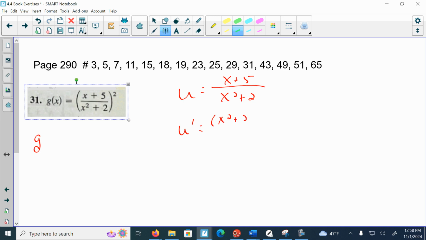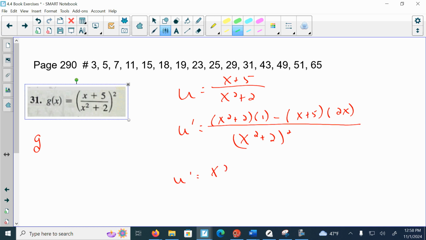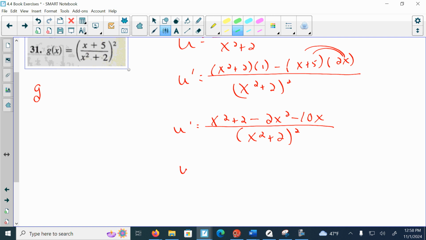To do x squared plus 2, the derivative of the numerator is 1. Minus, I leave my numerator alone, take the derivative of my denominator, which will just be 2x. All over my denominator squared. So when I clean this up, I'm going to get x squared plus 2. Now I'm going to distribute this 2x and this negative sign at the same time. So we have minus 2x squared minus 10x. All over this x squared plus 2 squared. When I combine my like terms, I'm going to have negative x squared minus 10x plus 2 all over x squared plus 2 squared.